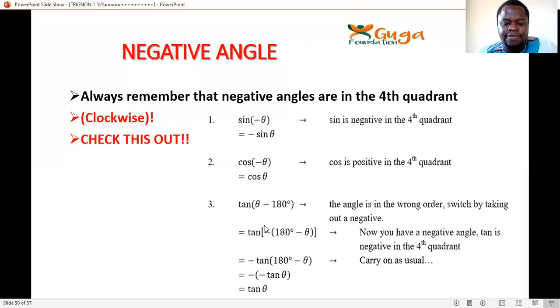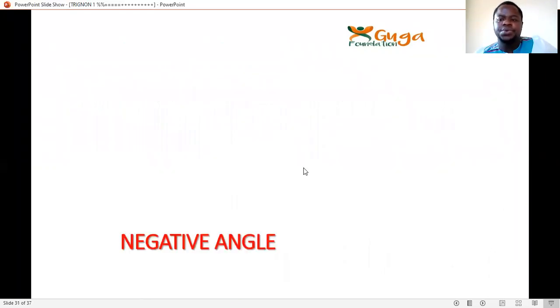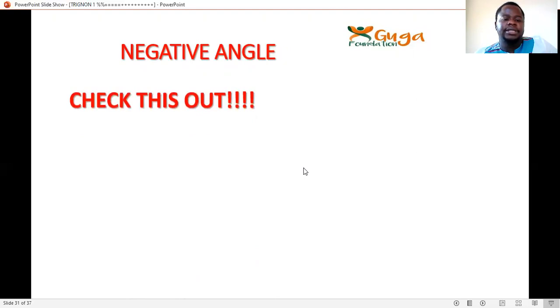Now, suppose you're given tan of theta minus 180, for example, you have to manipulate here. You say tan of a bracket, and you take out the common factor of negative, which will give 180 minus theta. Tan is negative in the fourth quadrant, so you take the negative out, and then you are left with tan of 180 minus theta. So 180 minus theta is also negative, you are left with negative tan theta, which is equal to negative and negative is positive. You've got tan theta.